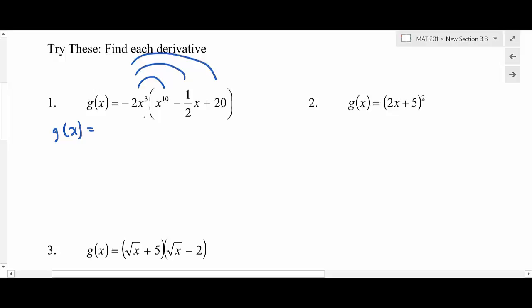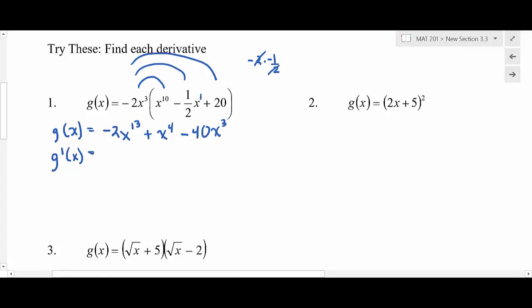Remember, you add the exponents when you multiply variables, so that's going to be negative 2x to the 13th. Okay, now you're going to have negative 2 times negative 1/2. The 2's cross out and you get a positive. So that's going to be positive x to the 4th. Again, we're doing 3 plus 1. And then negative 2 times 20 is minus 40 x to the 3rd. So you want to make sure that you're totally solid on the algebra aspect of everything. Don't make mistakes when you multiply stuff out. Okay? All right. So now we do the derivative.